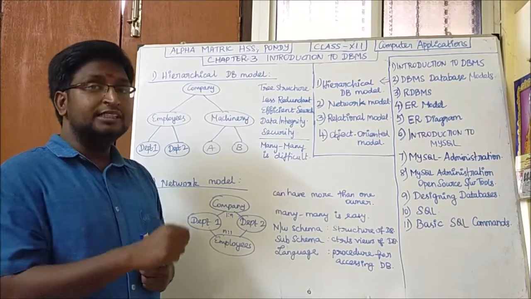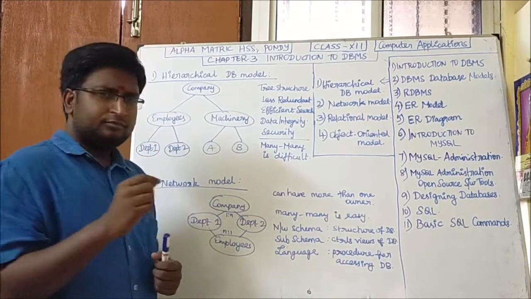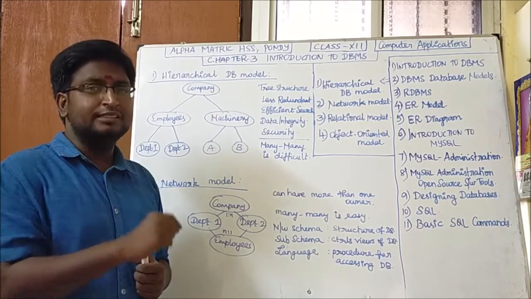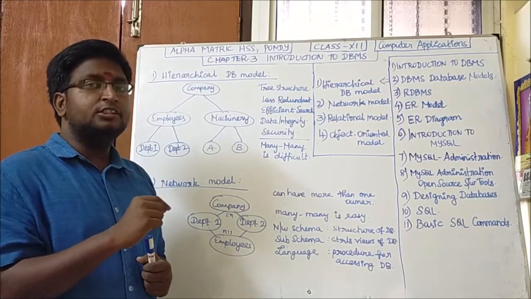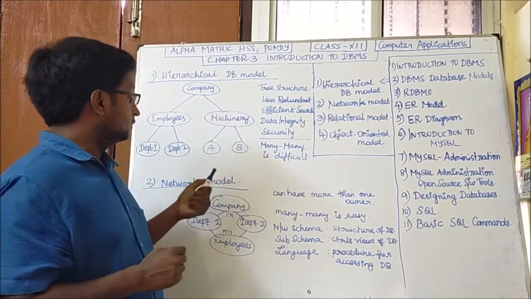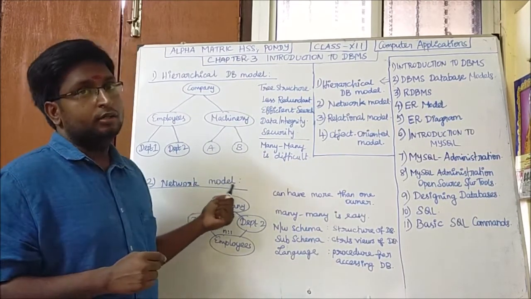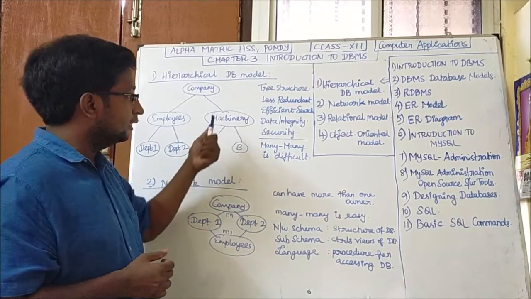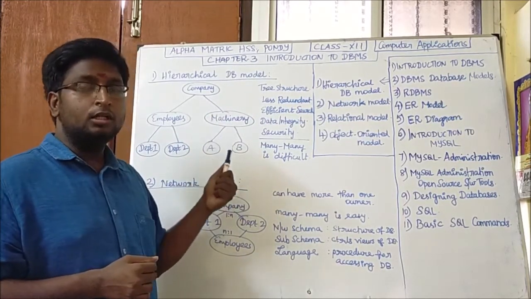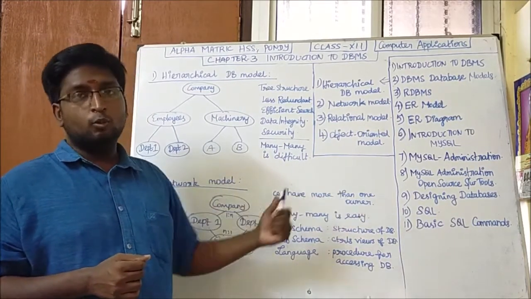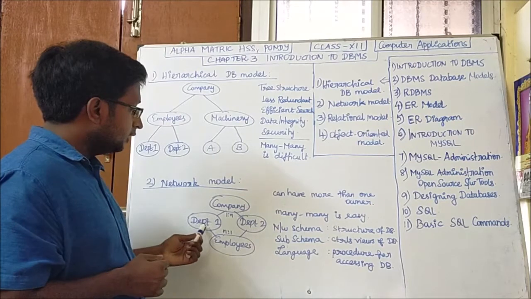So to overcome this many to many relationship connectivity, they have created the next model called the network model. The network model is similar to the hierarchical model. The only thing is it can have more than one owner.